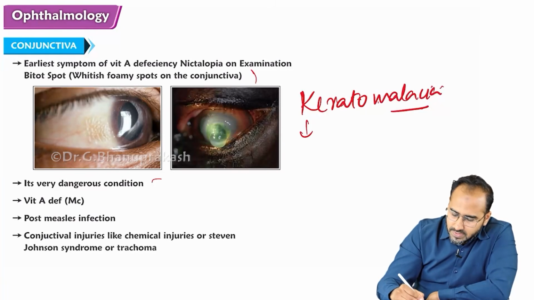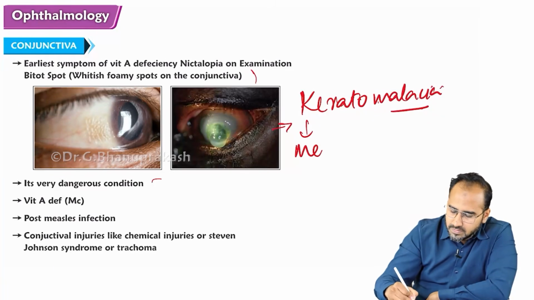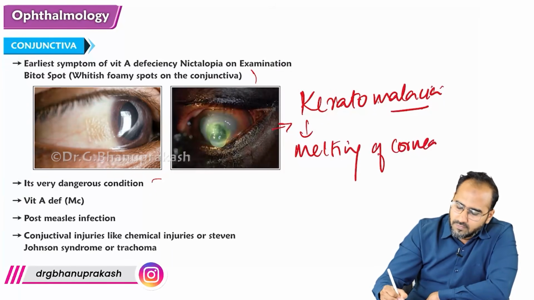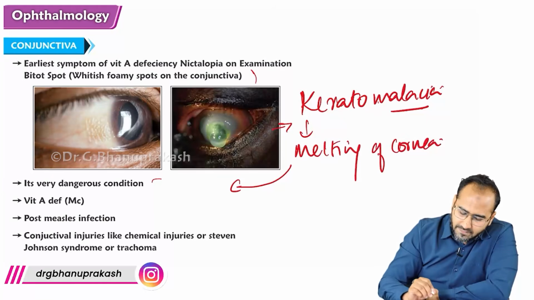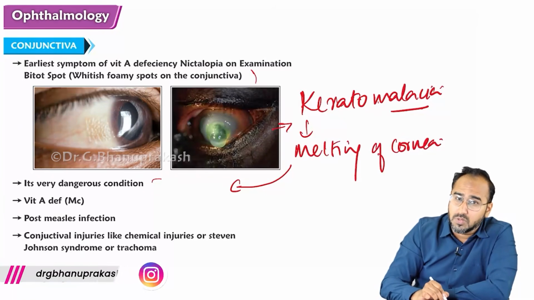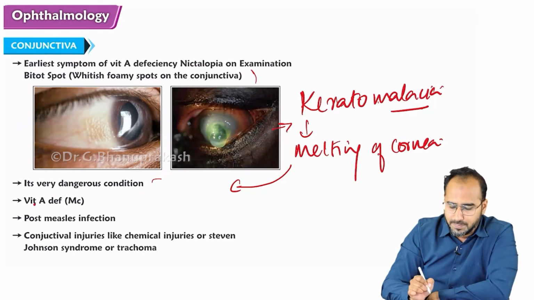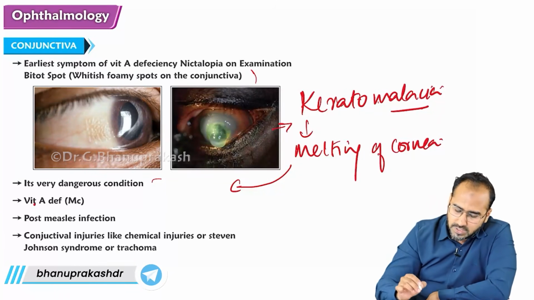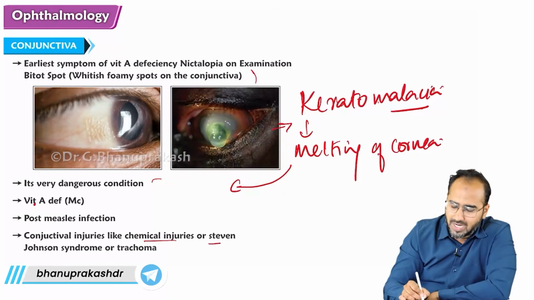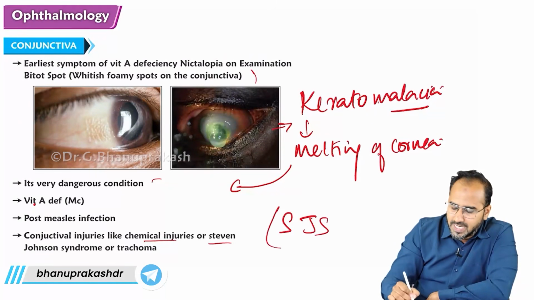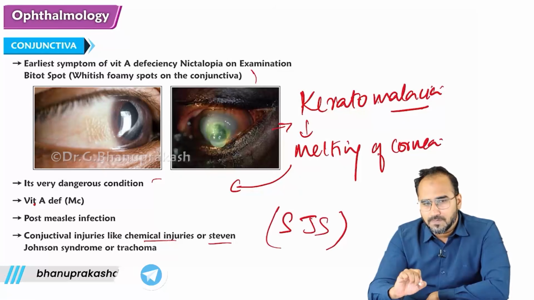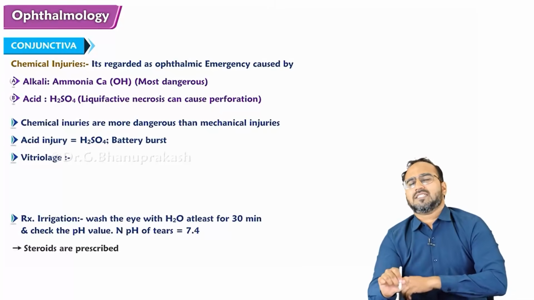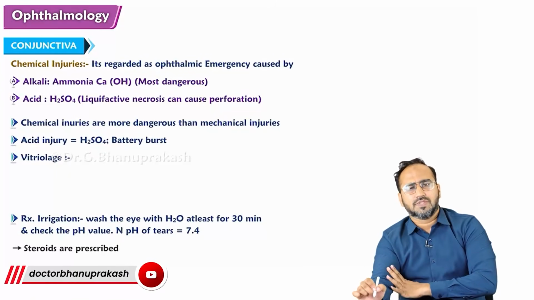Keratomalacia is what, guys? You can see in this picture. Melting of the cornea is called keratomalacia, which is a very dangerous condition which can be seen due to vitamin A deficiency and post-measles infection, right? And I also told you that this keratomalacia can also be seen due to chemical injuries of the eye or SJS. What is SJS? Stevens-Johnson syndrome, right?